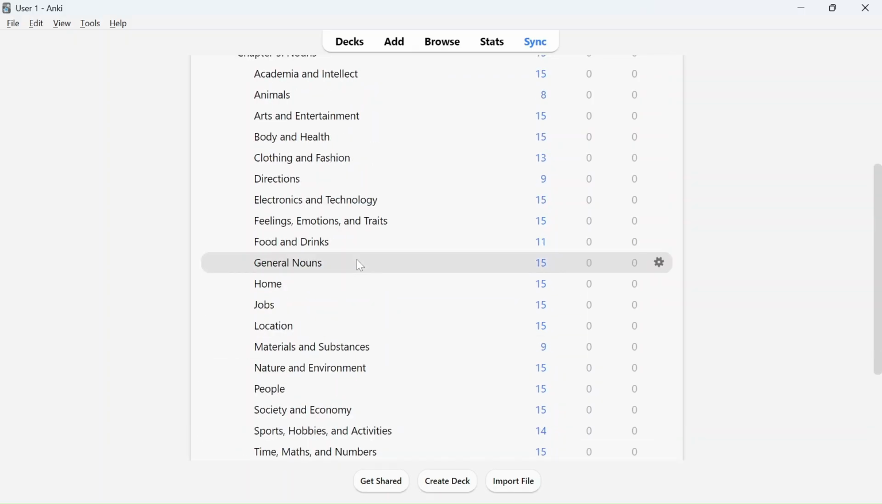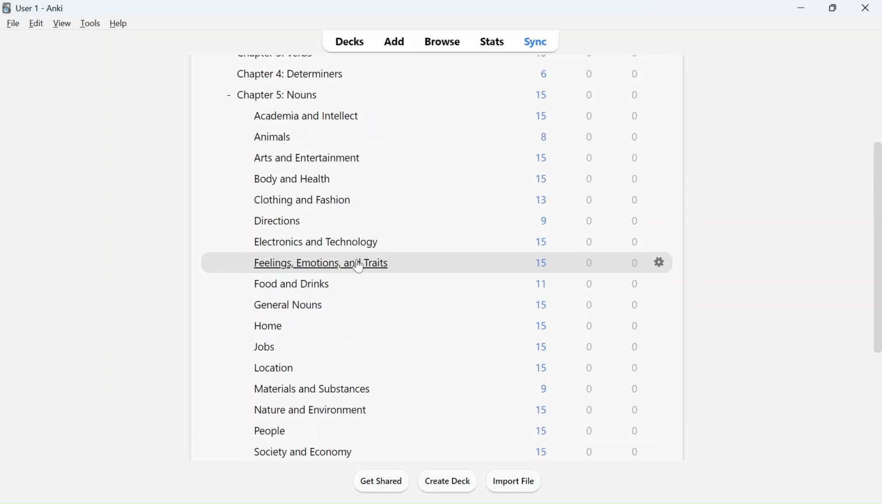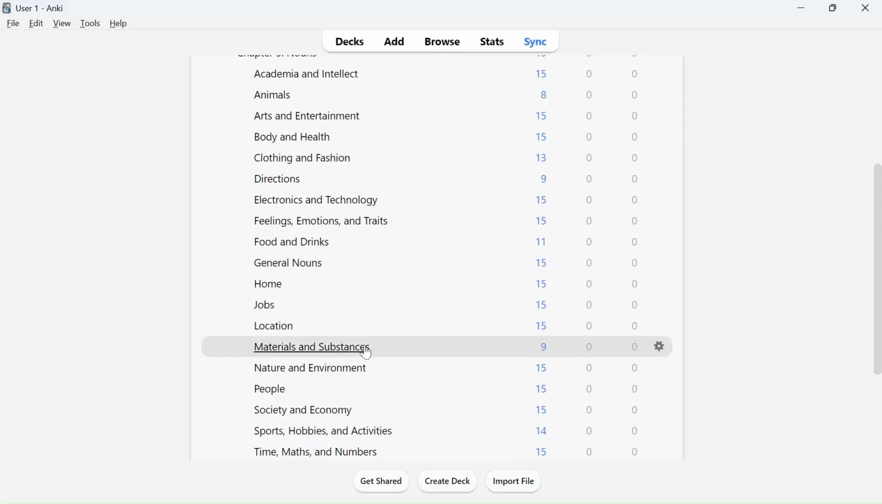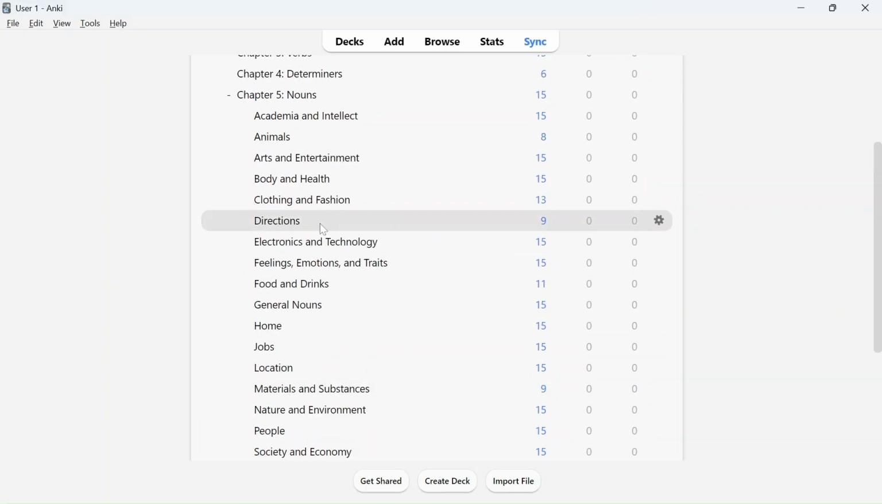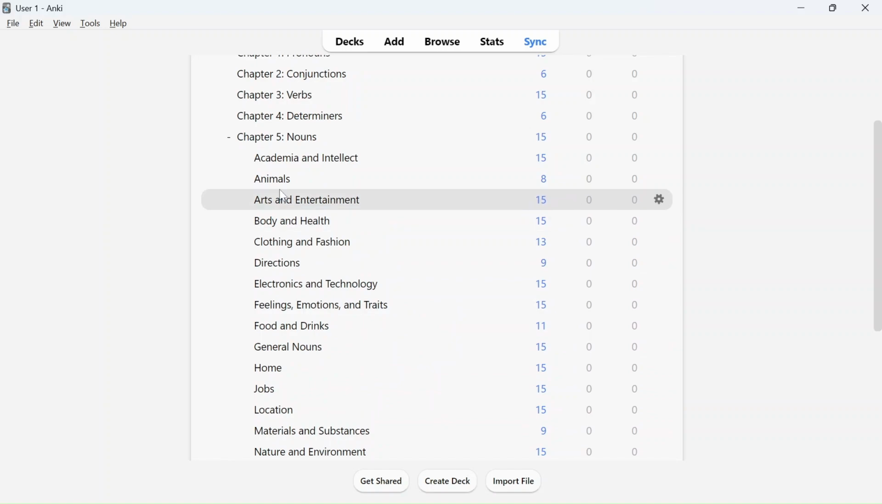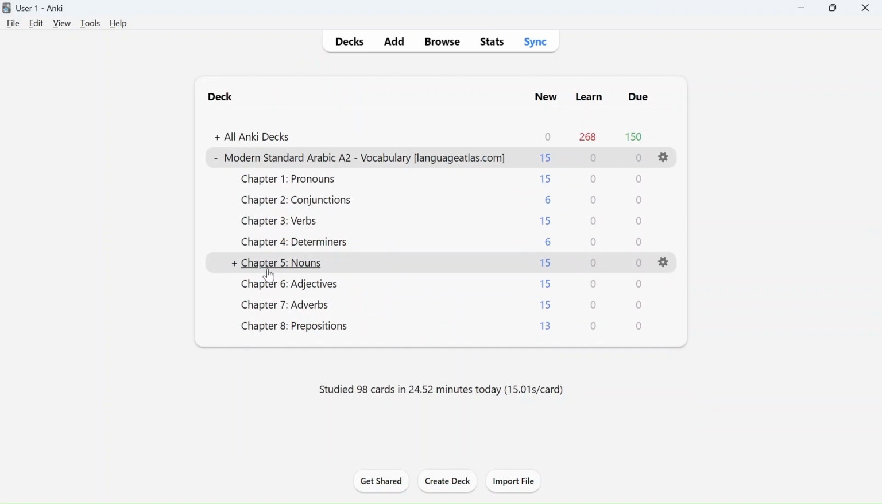What I've done is that I've categorized nouns by theme. The benefit of this is that whenever you wish to learn a certain theme, you're able to do so. You can learn more about clothing and fashion, feelings, emotions and traits, materials and substances, nature and environment. Whichever theme you're interested in, you are able to learn more about that one. So that was my first point, which is to show the course structure.